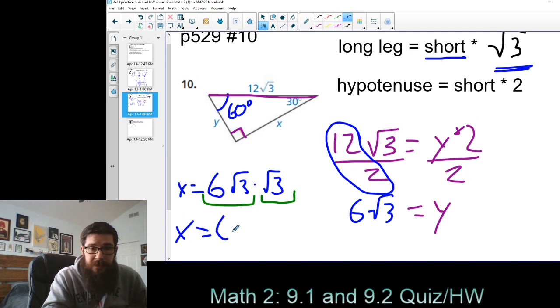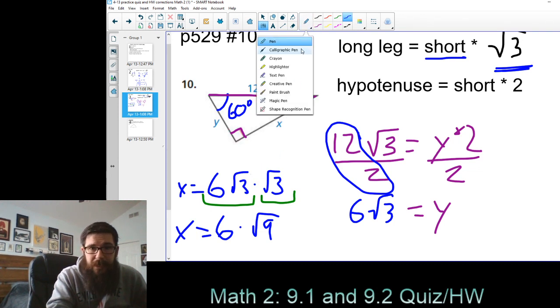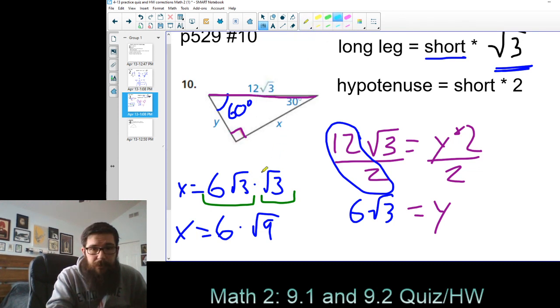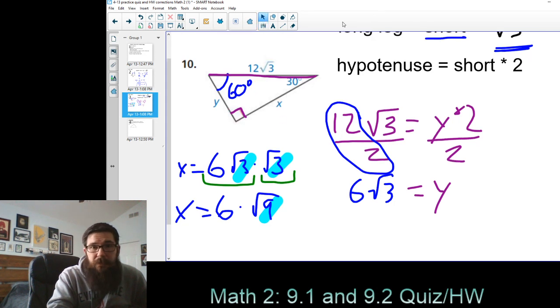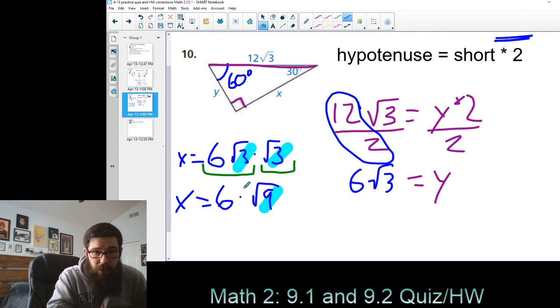X is going to equal still 6 times, now I'm going to put square root 9. When you multiply 2 square roots together, you're allowed to multiply the numbers on the inside. So I'm taking this 3 times the 3 inside both of them to make the 9. In this case, you might realize, okay, hold on, I can clean up square root of 9. I know what that is. It's going to be 3 on its own. So now I have x equals 6 times 3. What's that whole thing turn out to be? 18.